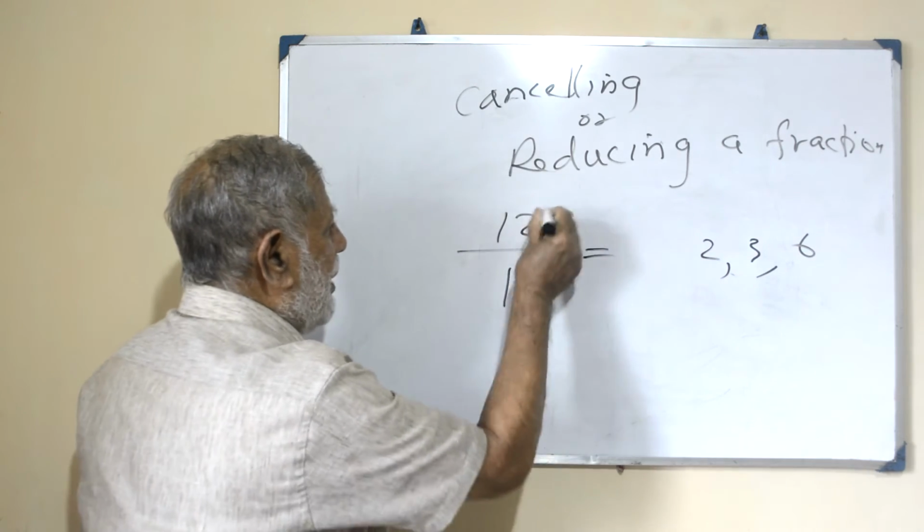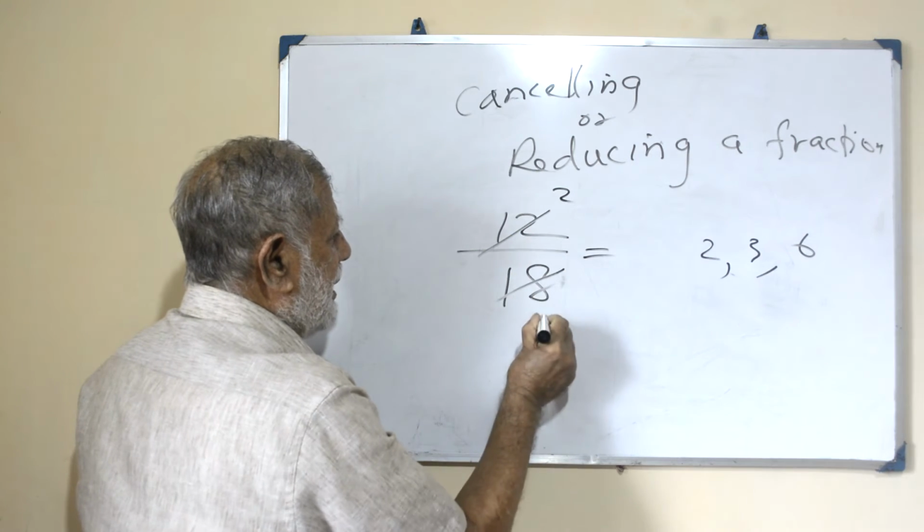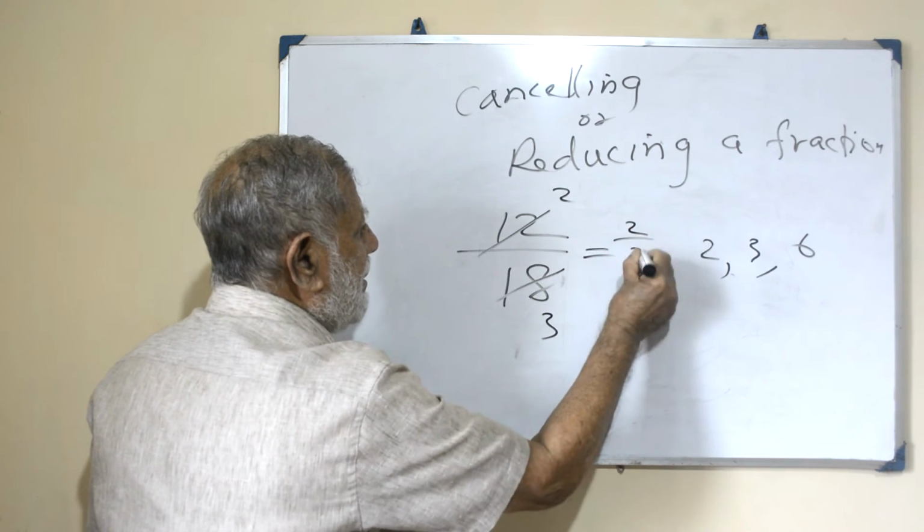So how many 6s in 12? 2. How many 6s in 18? 3. So that is 2 upon 3.